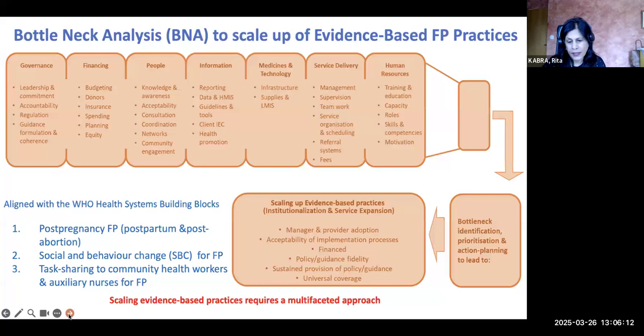The idea here is that countries can pick up 1, 2, or all 3 modules and see what are the barriers and what are the solutions within their context to scale them up. And you will see that many countries have picked up all the 3 modules, while some have focused only on 1 or 2.